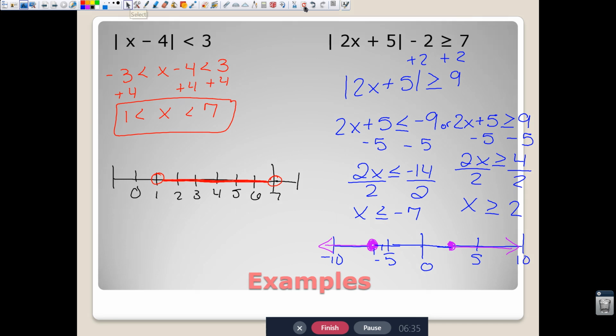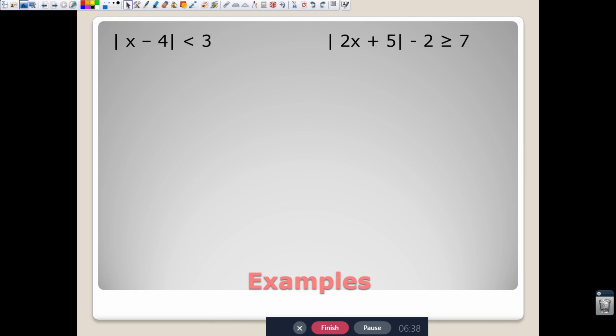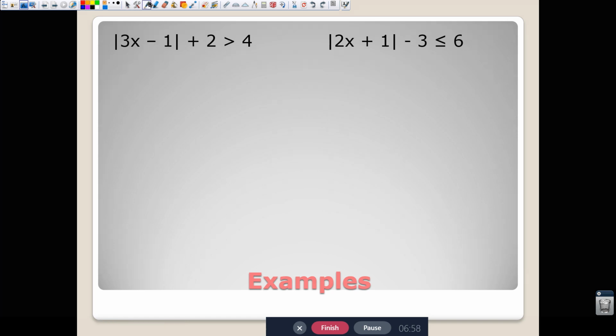Let's try 2 more. Okay, so we have the absolute value of 3x minus 1, plus 2, is greater than 4. So what do I need to do first? I need to get my inequality by itself, so how can I do that? Subtract 2. Alright, so the absolute value of 3x minus 1 is greater than 2.